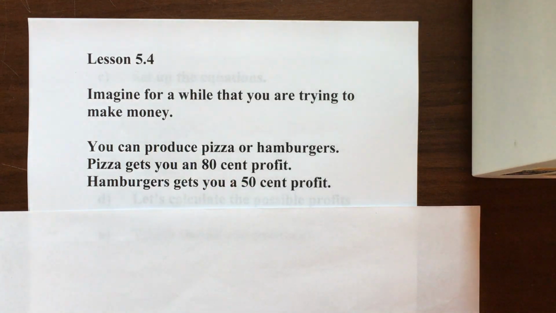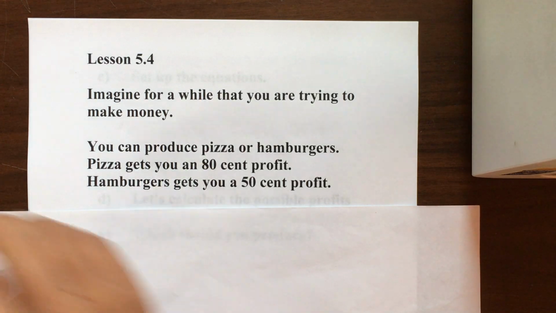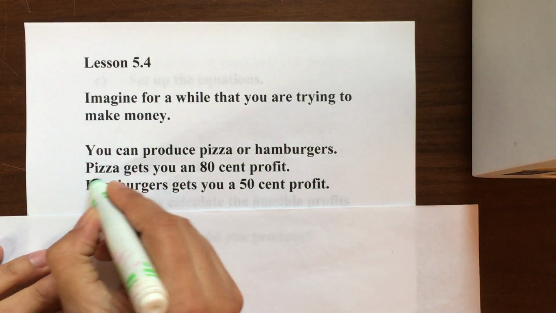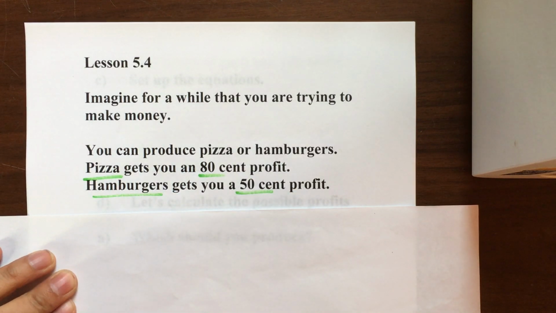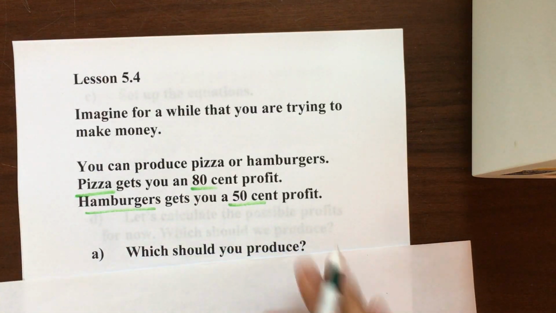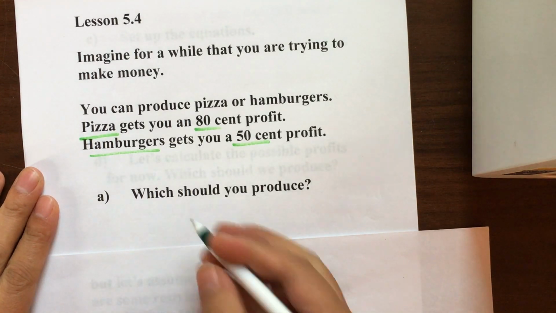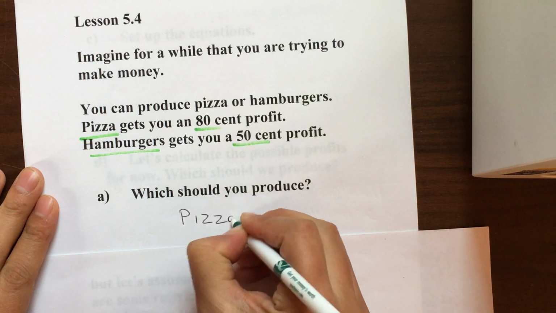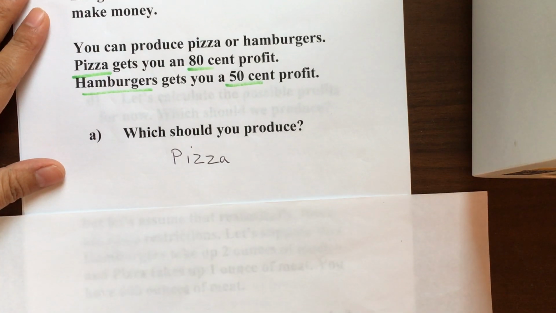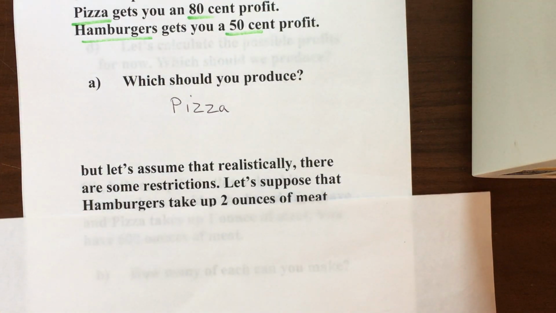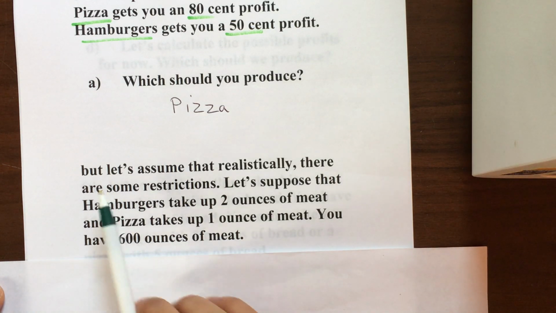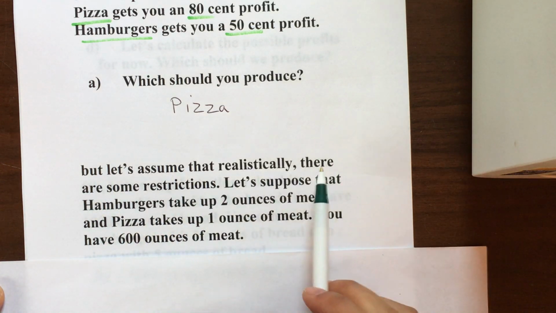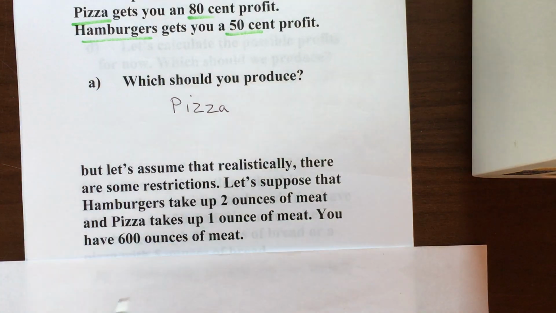If this is all you have to worry about, the one that gets you the most profit will be pizza, because you get 80 cents for pizza and 50 cents for hamburgers, right? So pizza, of course. Which one would you produce? Pizza. However, as you already know, that's not how it works. You have to worry about certain things. It says, but let's assume that realistically there are some restrictions.